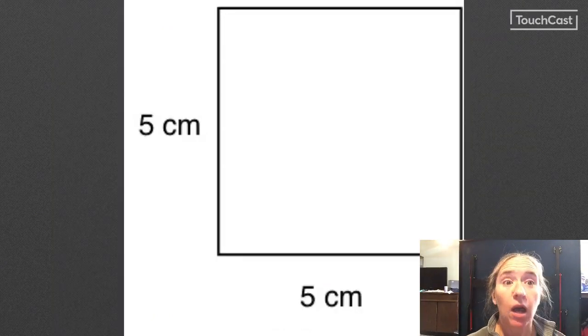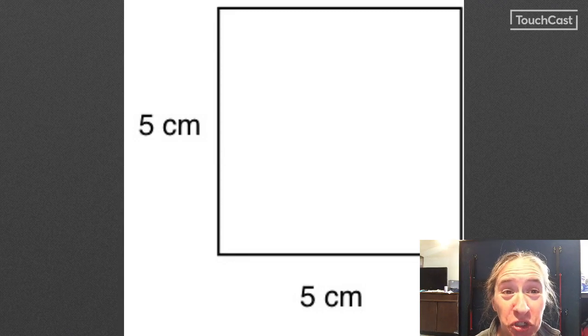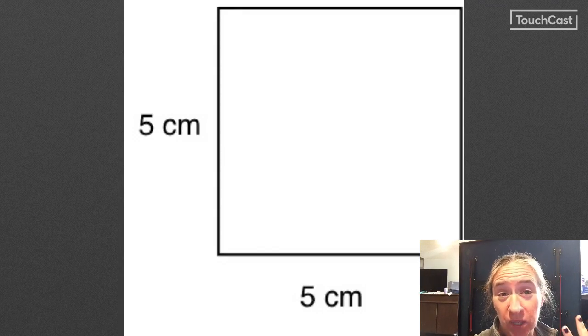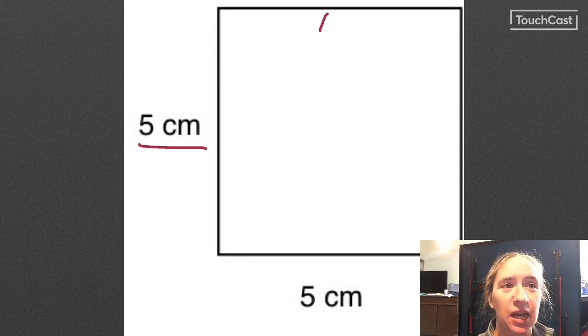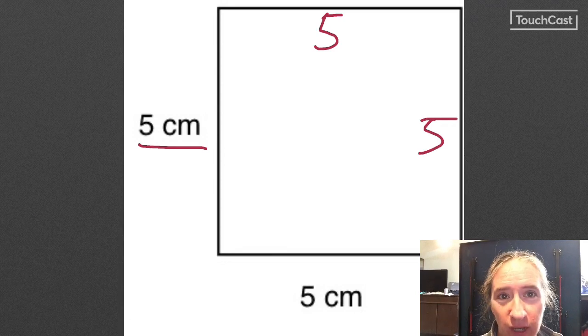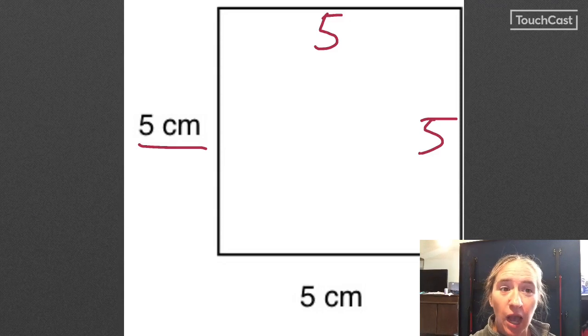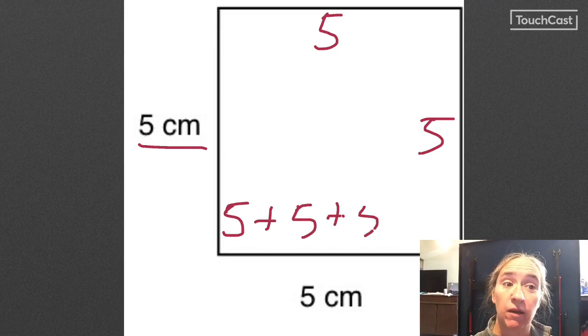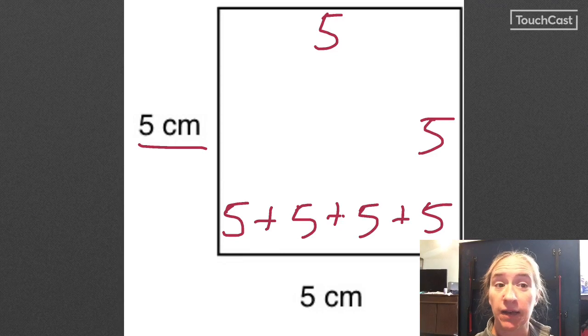Here's our square again, and oh no, once more, they've only given us 2 of the sides of the square. But because I know about squares, I can use those sides to figure out the missing sides. So since a square has 4 equal sides, if this side is 5 centimeters, I know that every other side is also going to be 5 centimeters. So I can use that to find the perimeter, the distance around my square. I'm going to add 5 plus 5 plus 5 plus 5, which equals 20.